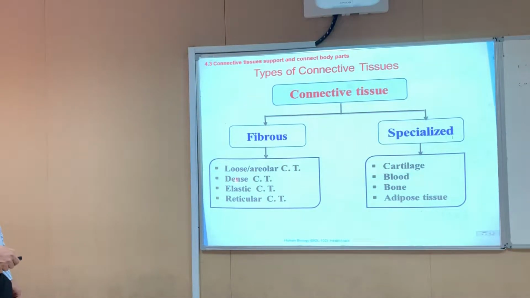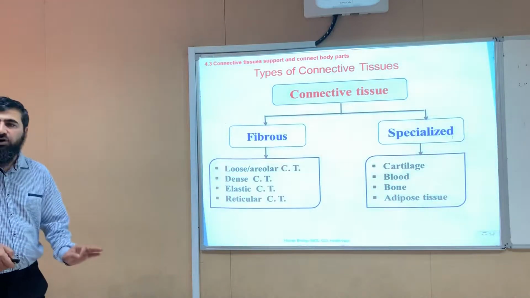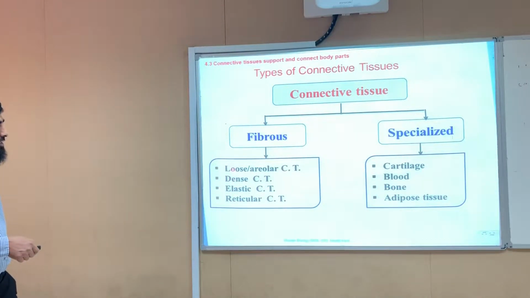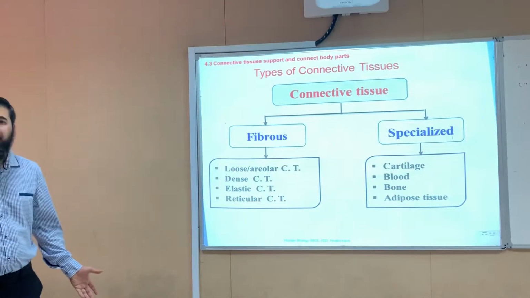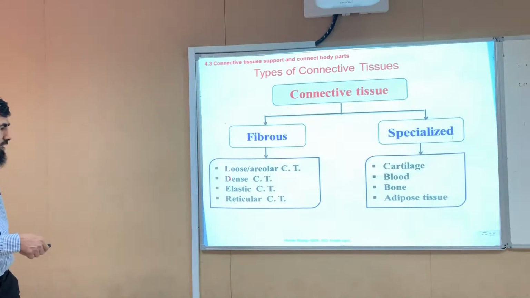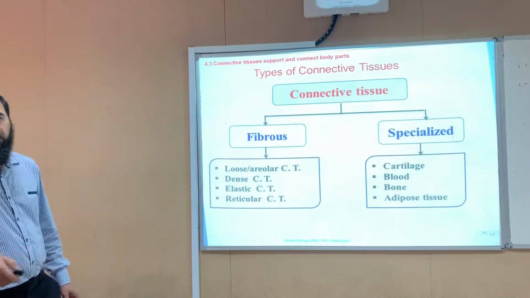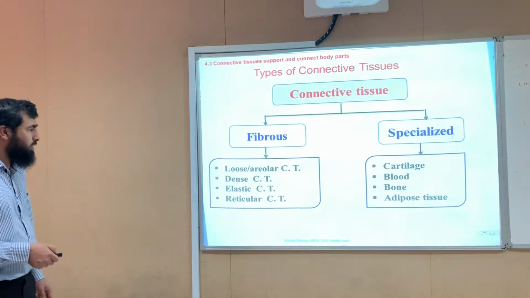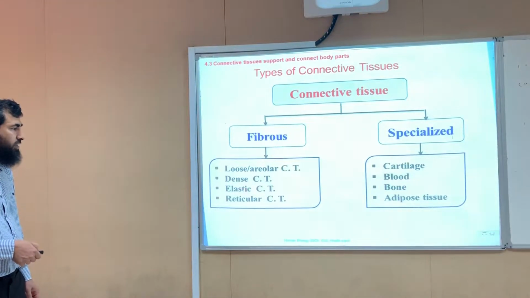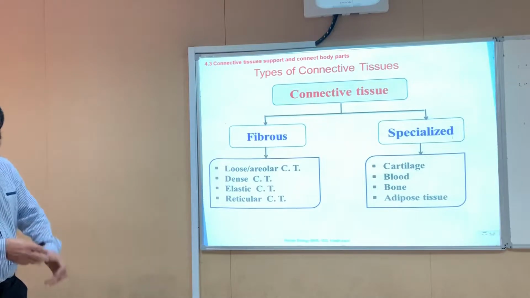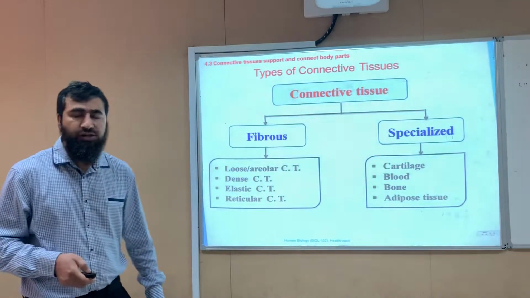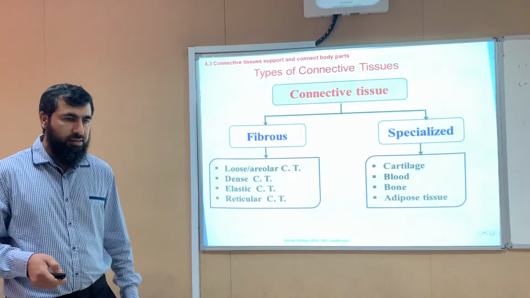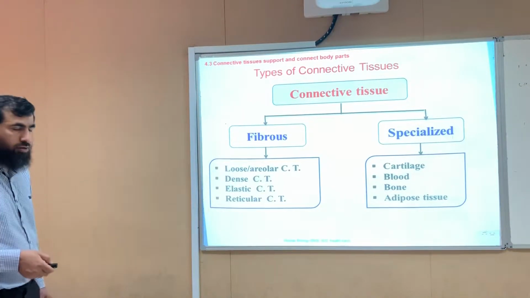Then you find the dense connective tissue. These have more fibers, okay? As the name says, loose has fewer fibers compared to the dense. In the dense, the fibers are more tightly packed, and you find this in the tendons and ligaments, okay? Then you find the elastic connective tissue that stretches. You find it in organs that stretch, like the bladder, okay? So the bladder has elastic connective tissue.